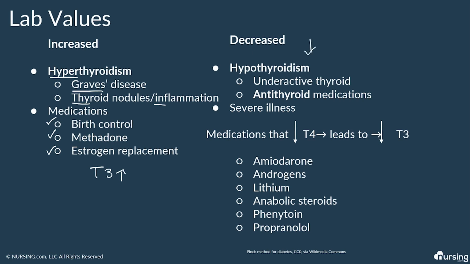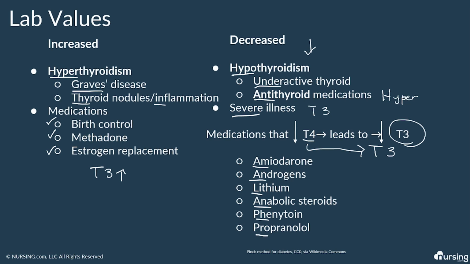They'll be decreased in the case of hypothyroidism or an underactive thyroid. Also, we can see it suppressed in antithyroid medications used for hyperthyroidism. Also, in the case of severe illness, we'll have a decrease in the production of T3. Now, medications actually lower T4 values, which then, of course, because T4 becomes T3, we see it as a decrease in T3 as well. That would be the case with medications like amiodarone, androgens, lithium, anabolic steroids, phenytoin, and propranolol.